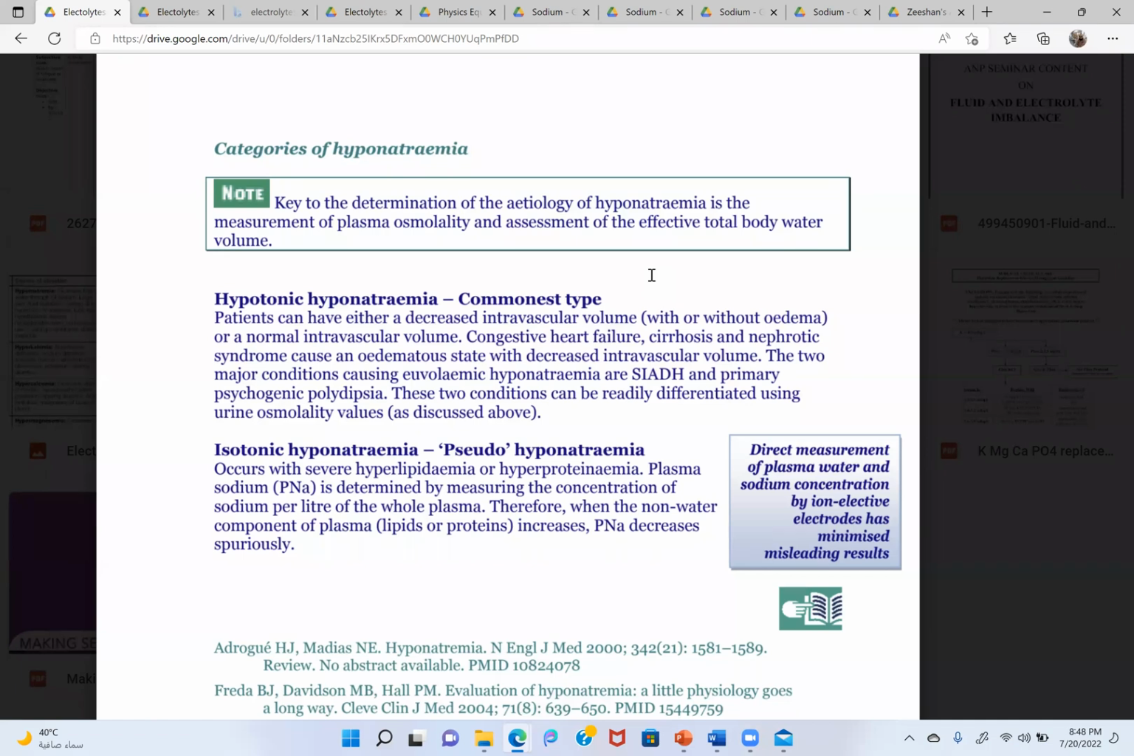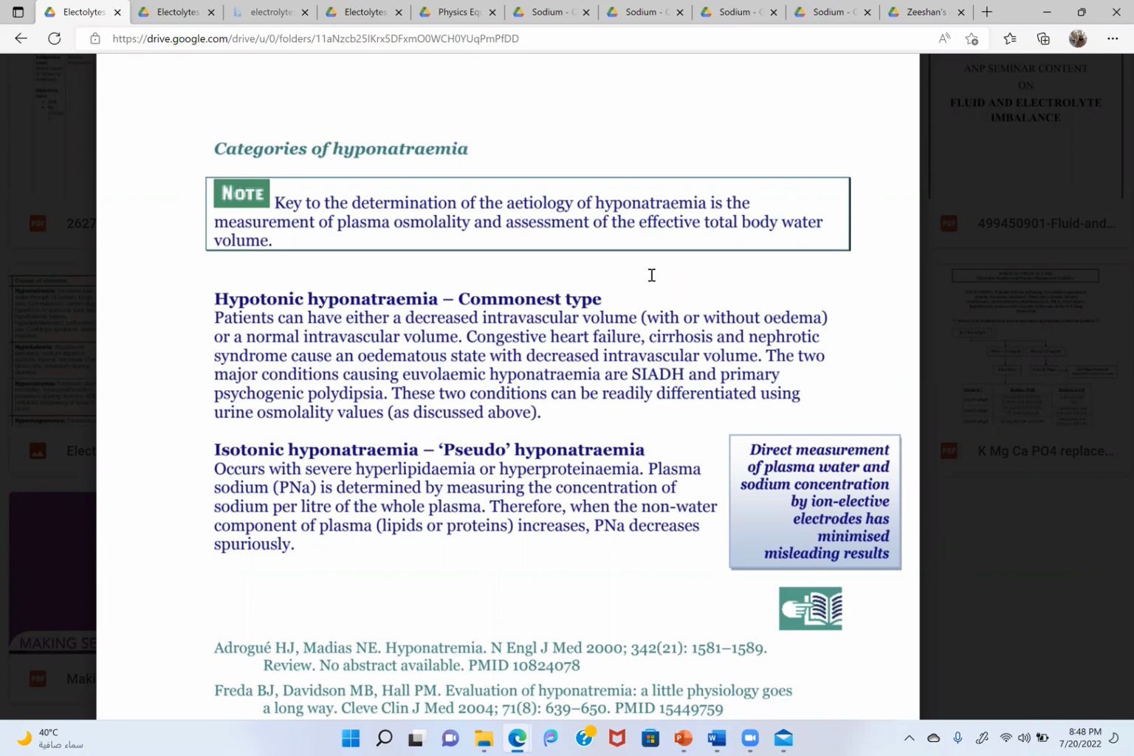Patient can have either a decreased intravascular volume with or without edema, or a normal intravascular volume. Congestive heart failure, cirrhosis, nephrotic syndrome cause an edematous status, in which there is increased intravascular volume, and actually this is going in the third spacing. Okay, there will be usually edema, but edema is not mandatory. Still, they can have hypotension and low effective circulatory volume because of failure as well, because their circulation is not able to handle the extra volume.